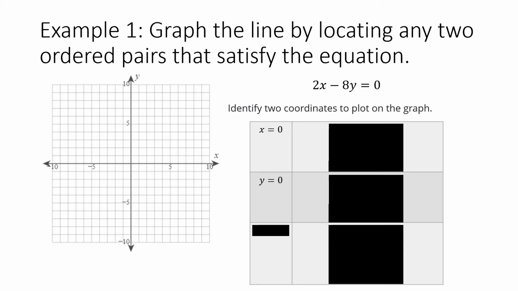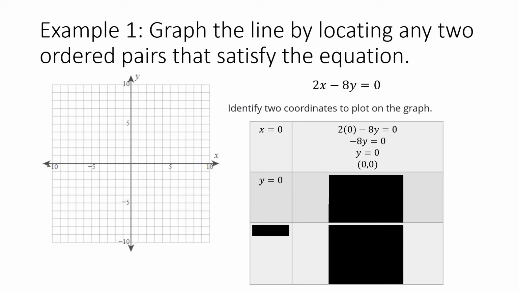First I'm going to do x equal to 0 and solve for y. All you're going to do is substitute in 0 where my x is, and then solve for y. Doing that, I get y equal to 0, so my coordinate point would be 0, 0. Now I'm going to do the same thing for y equal to 0. I substitute in 0 for my y and solve for x, and I get x equal to 0, and I get 0, 0. Unfortunately, here you need two coordinates to plot. Well, 0, 0 is the same point, and so I'm going to need another point.